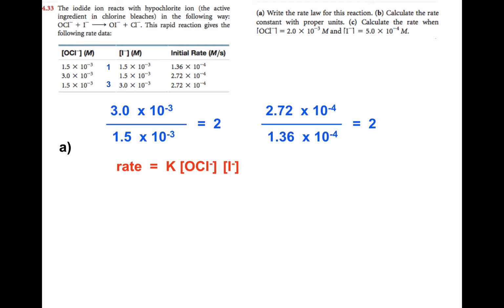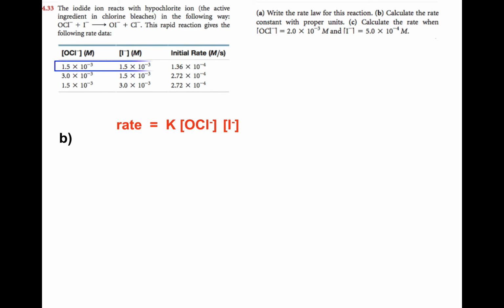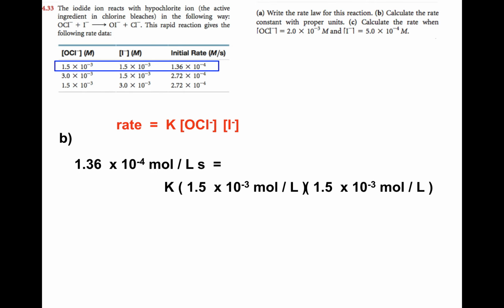All right, B, calculate the rate constant with the proper units. The way we do this is, now that we've figured out what the rate law is, I pick an experiment, and I always pick the first experiment just for choice. I take the data, I plug it into the rate law. So with these concentrations of hypochlorite and iodide, I have a certain rate. It's 1.36 times 10 to the minus 4 moles per liter seconds.